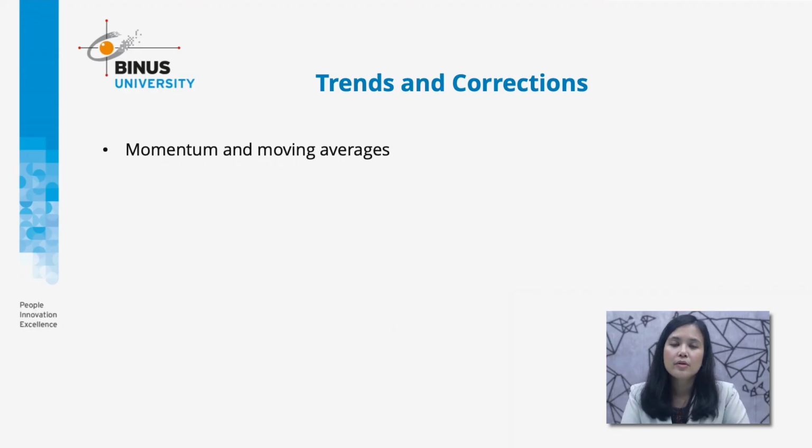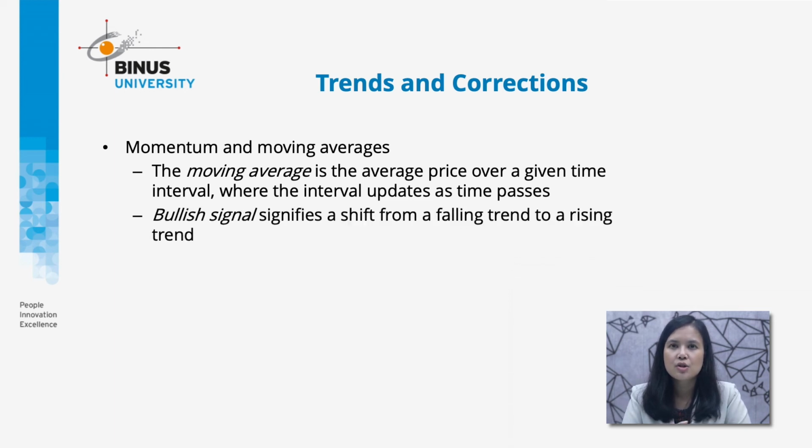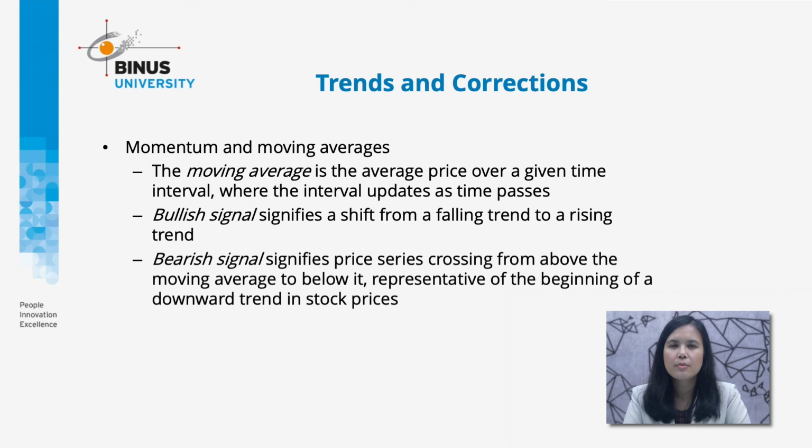Next, momentum and moving average. The moving average is the average price over a given time interval, where the interval updates as time passes. The bullish signal signifies a shift from a falling trend to a rising trend, while the bearish signal signifies the price series crossing from above the moving average to below it, representative of the beginning of a downward trend in stock price.